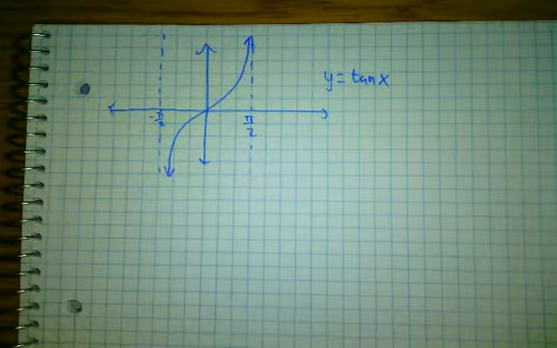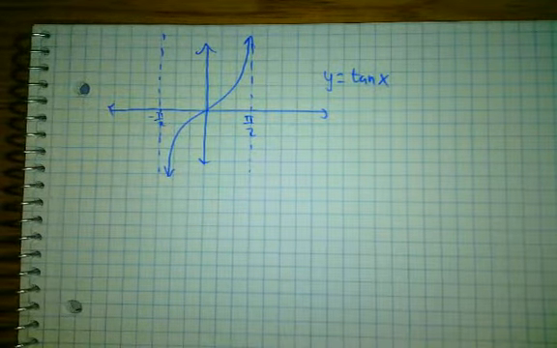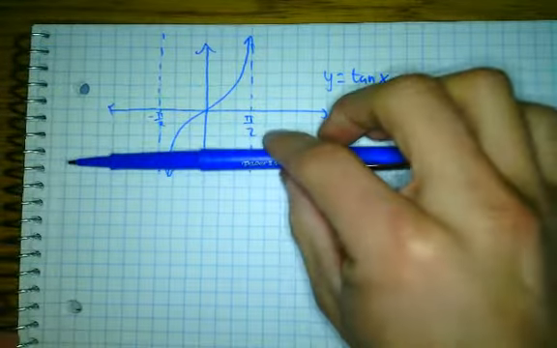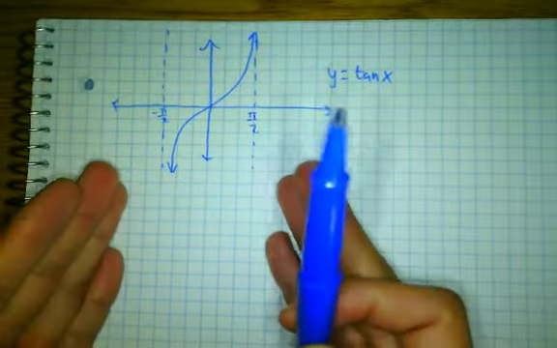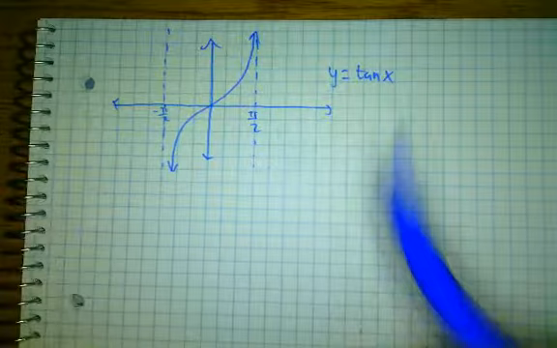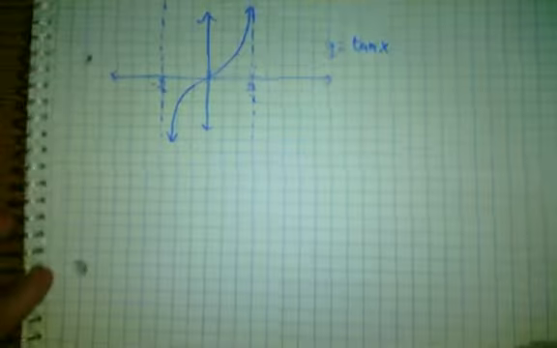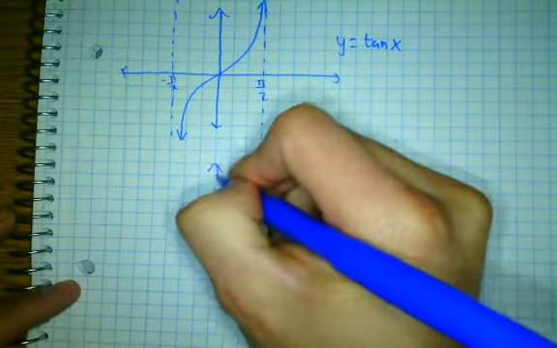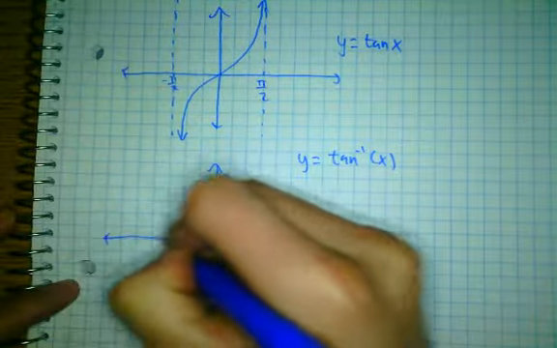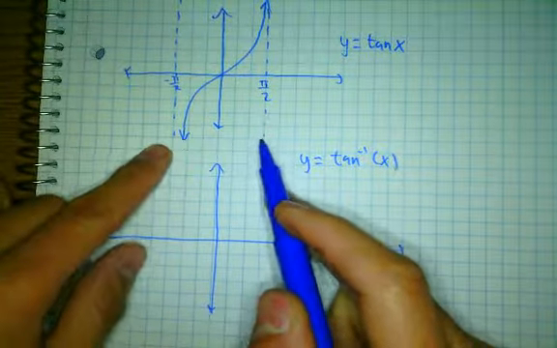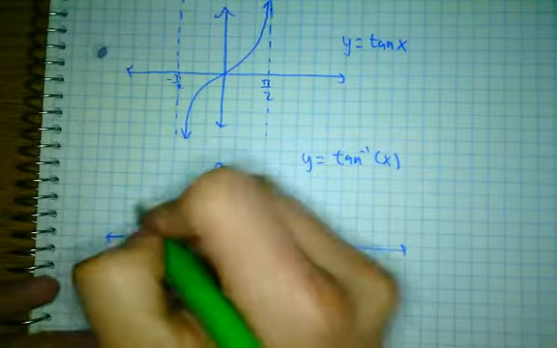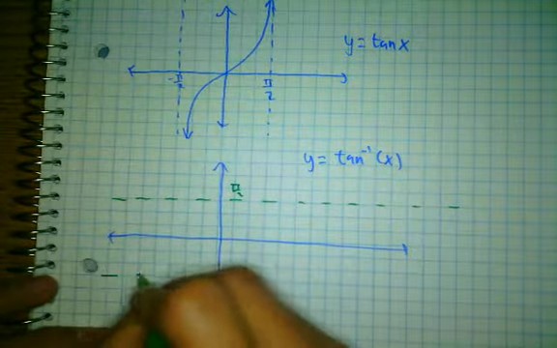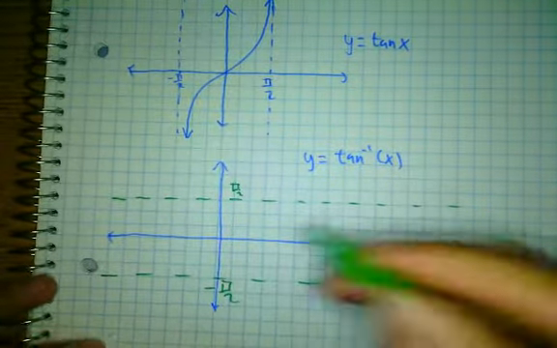Now, technically this repeats over and over again because tangent is cyclical, but if we want to do an inverse, it has to pass the horizontal line test. If I do another cycle, I'm not going to pass the horizontal line test. So this is as much of the graph as I can use to have an inverse. And when I do an inverse, x and y switch. So if I want to graph the inverse of tangent, instead of vertical asymptotes, I have horizontal ones at that exact same location. So this is going to be pi over 2, and this is going to be negative pi over 2.